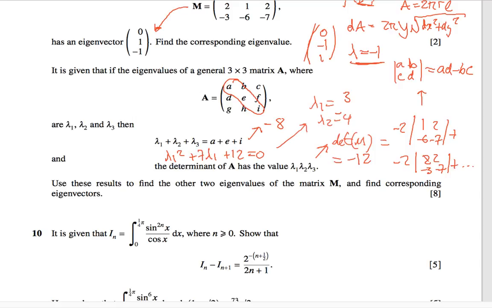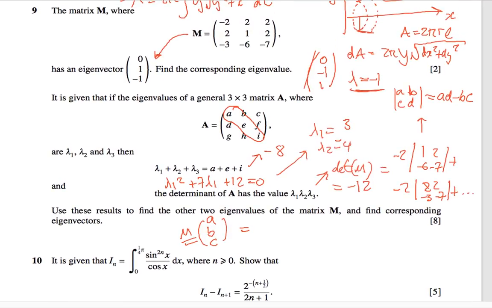Use these results to find the other 2 eigenvalues. Oh, sorry, we did that. And find the corresponding eigenvectors. How do you find the eigenvectors? We'll just write out some random stream of letters, so a, b, c, maybe. Multiply M by that, and then you'll get out some matrix.